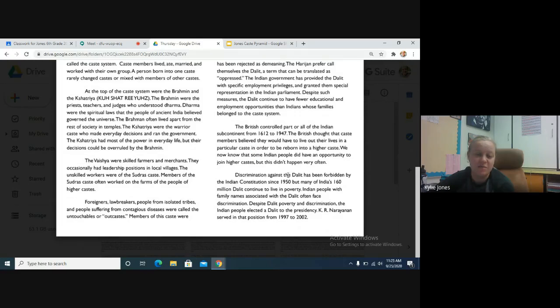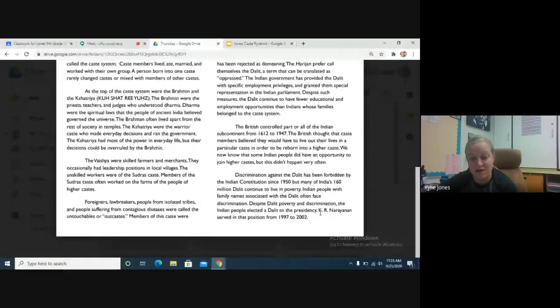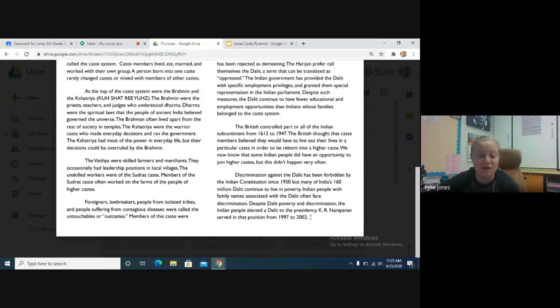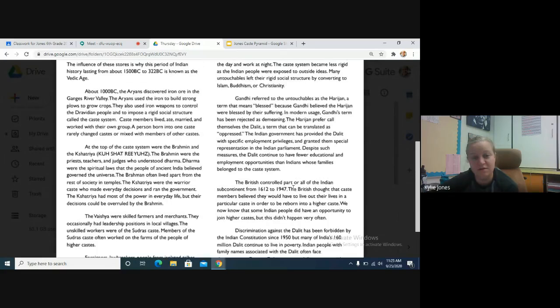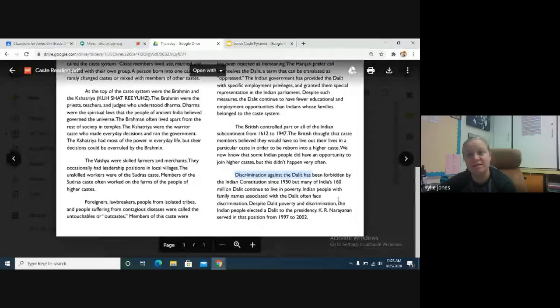We know that some Indian people did have an opportunity to join higher castes, but this did not happen very often. Discrimination against the Dalit has been forbidden by the Indian Constitution since 1950, but many of India's 160 million Dalit continue to live in poverty. Indian people with family names associated with the Dalit often face discrimination. Despite Dalit poverty and discrimination, the Indian people elected a Dalit to the presidency. K.R. Narayanan served in that position from 1997 to 2002. So essentially the Dalit is like, I mean, if we can almost relate it to America right now.